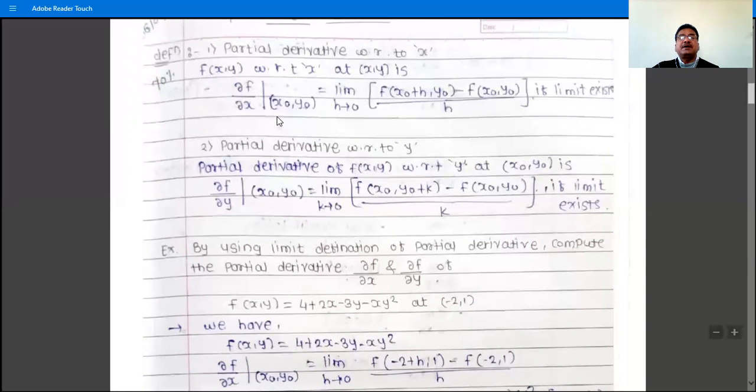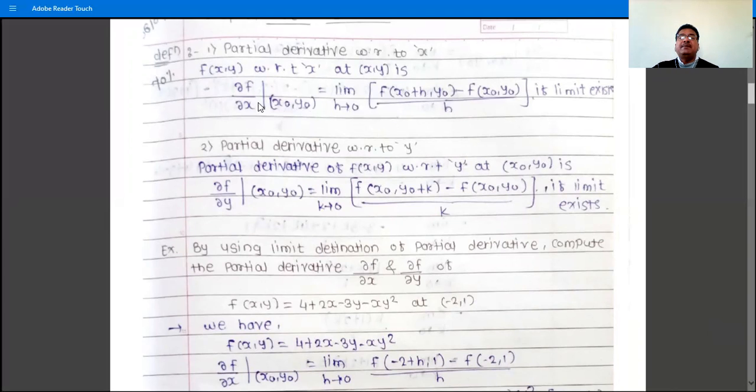What is the notation for partial derivative with respect to x? f suffix x, or ∂f/∂x. This is the notation for partial derivative. And what is the definition? Limit h tends to 0, f of (x naught plus h, y naught) minus f of (x naught, y naught), divided by h, if the limit exists.